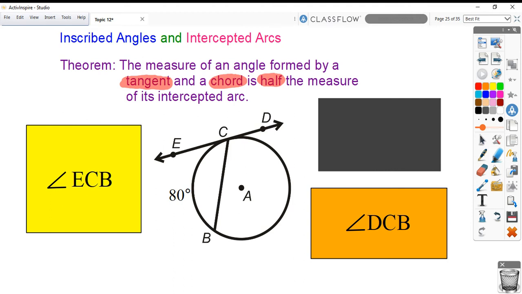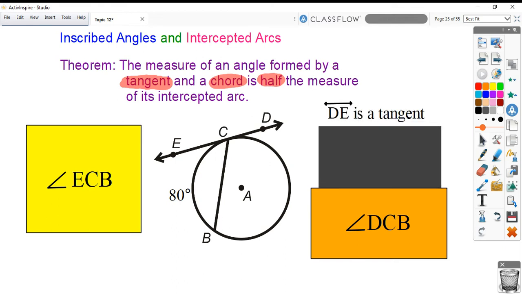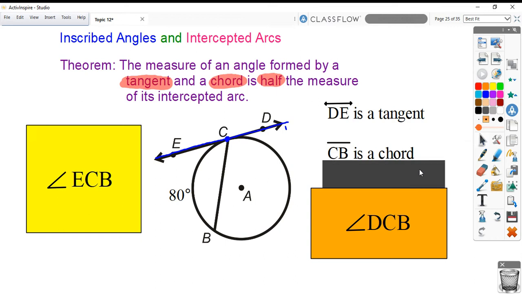However, as we talk about this, make sure you know what angle we're talking about. In this case, we're talking about the angle in between a tangent and a chord. In this diagram, the line DE going across right here, this is your tangent line. And we know that because it only intersects the circle at one single point right up here, point C. That's your tangent line. And CB is the chord that's in this diagram. So when we talk about the angle between a tangent and a chord, we are talking about this angle right here.